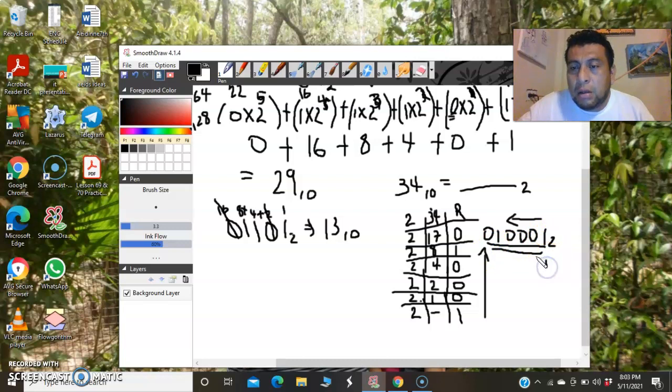Simply I go back: 1, 2, 4, 8, 16, 32. So there I am making a little mistake. Because if I add the 16 plus 1, that's 17, it won't give me this. So it will not be this one. Please make the correction: from top to bottom, left to right. That is the way you write it. 1 0 0 0 1 0.